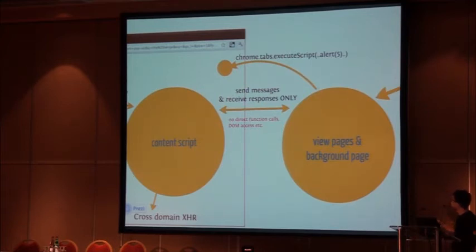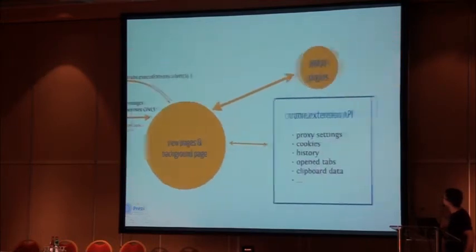When it comes to view pages, they can communicate with content script and the other way around only by sending messages and receiving responses, similar to the HTML5 postMessage API. So there's also no direct DOM access from here to here. There are no direct function calls and such. It's just exchanging messages. But view pages and a background page can dynamically instantiate new content scripts, which is a form of eval, because you can directly pass the code as a string parameter here, and it will get evaluated as a content script in the context of the web page that is being viewed.